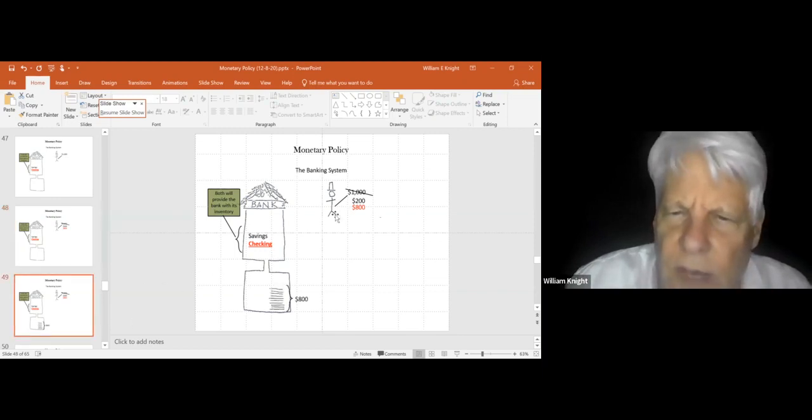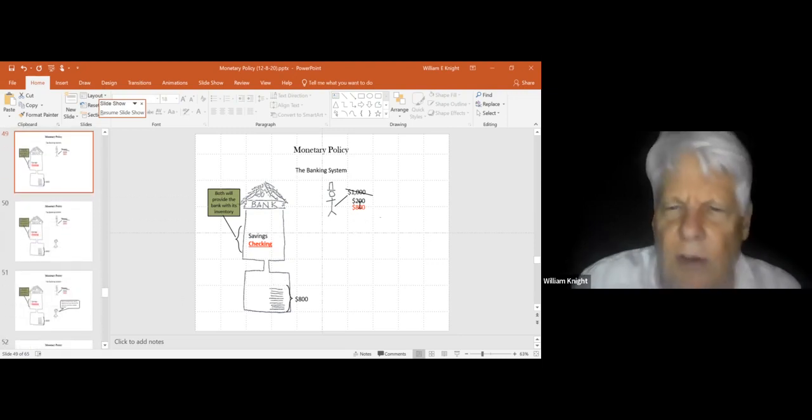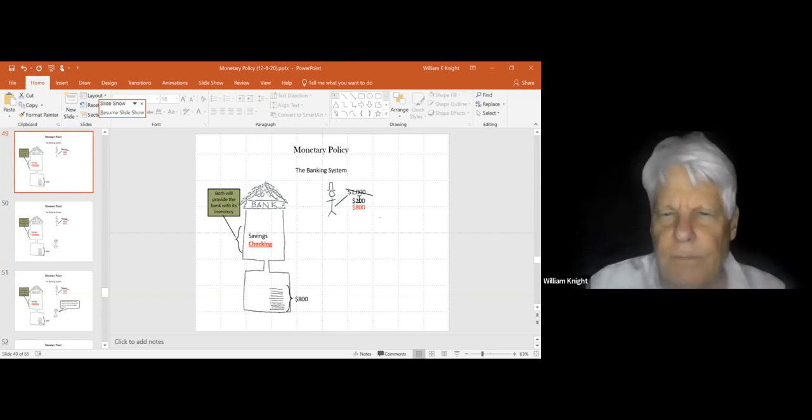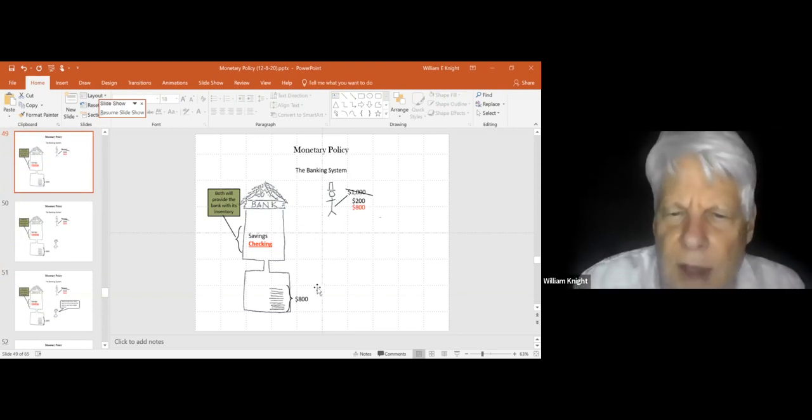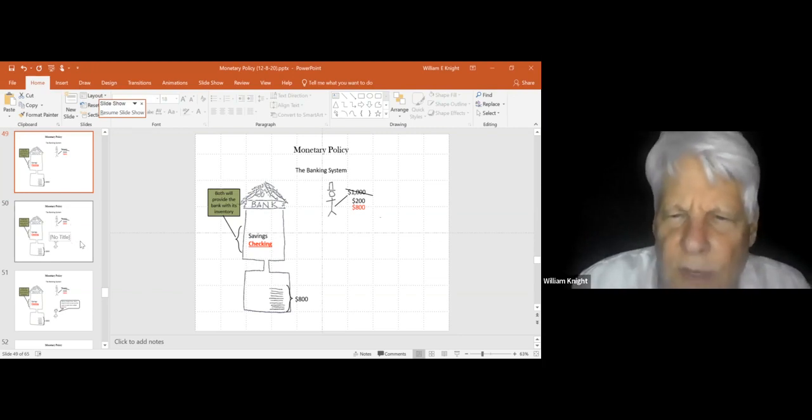So here goes the $800 from his pocket down to here. Now that $800 is sitting there in the vault. Everybody see that? That $800 is sitting there in the vault. He only has $200 left. So here's $200, here's $800. Now, why is this bank doing this for him?